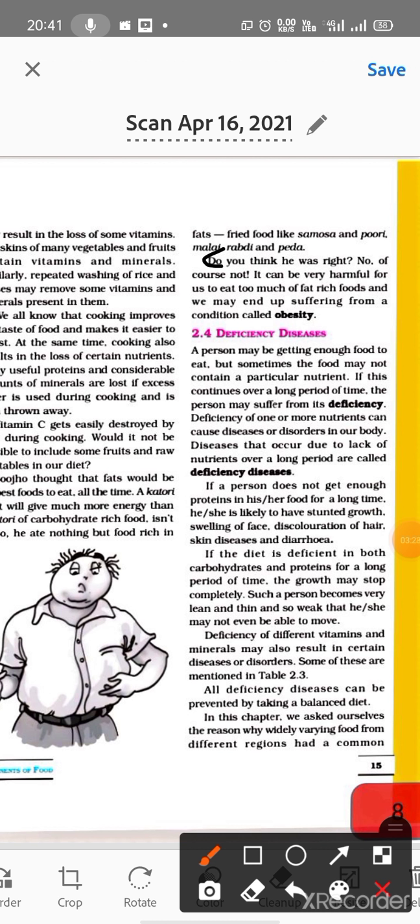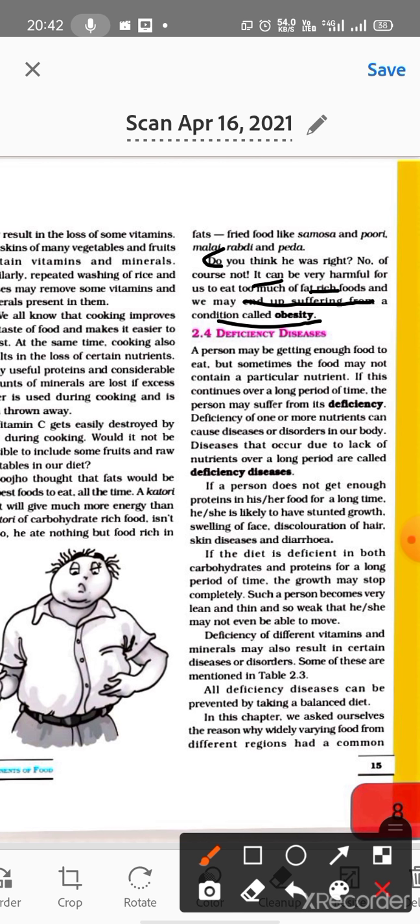No, of course not. It can be very harmful for us to eat too much fat rich food, and we may end up suffering from a condition called obesity. If we eat too much fat rich food, we will suffer from obesity. We should take all the nutrients in the right quantity. We should not take only one nutrient. We need all nutrients, in proper quantity.